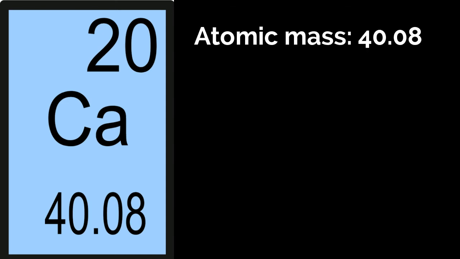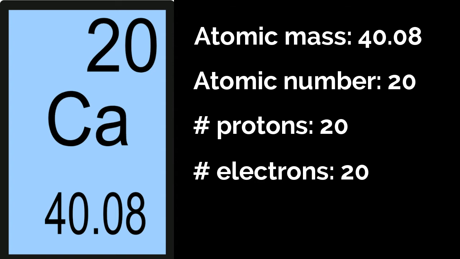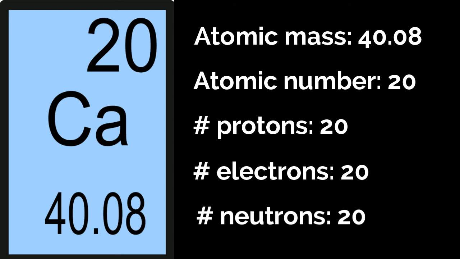Calcium. Atomic mass is 40.08. Atomic number is 20. Number of protons is 20. Number of electrons is 20, since in a neutral atom, number of protons is equal to the number of electrons. To get the number of neutrons, subtract atomic number 20 from the mass number 40.08. The number of neutrons is equal to 20.